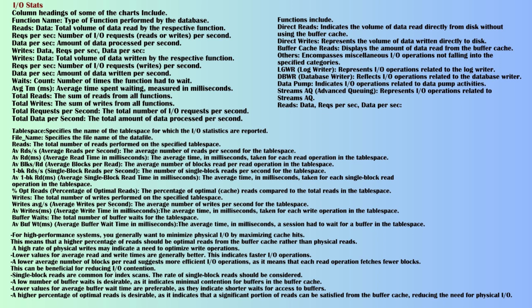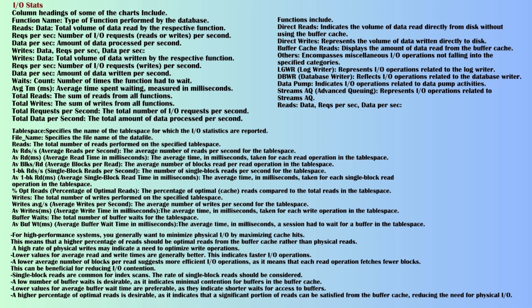A lower average number of blocks per read suggests more efficient I/O operations, as it means that each read operation fetches fewer blocks. This can be beneficial for reducing I/O contention. Single-block reads are common for index scans. The rate of single-block reads should be considered. A low number of buffer waits is desirable, as it indicates minimal contention for buffers in the buffer cache. Lower values for average buffer wait time are preferable, as they indicate shorter waits for access to buffers.